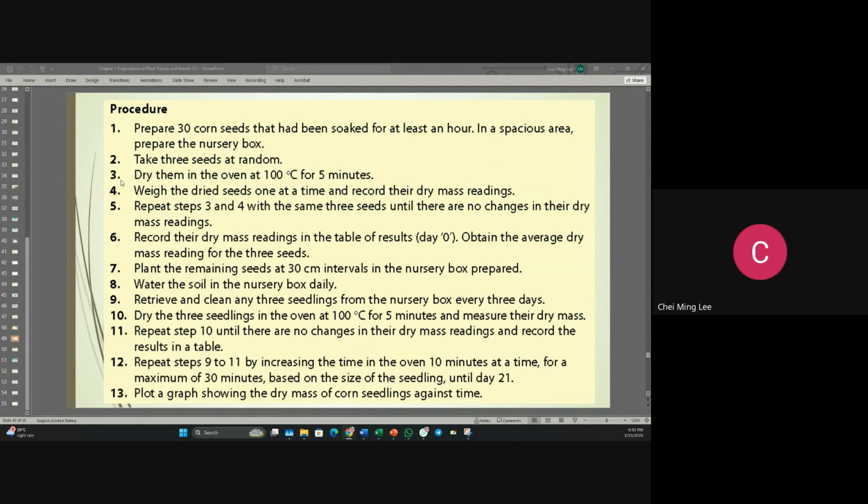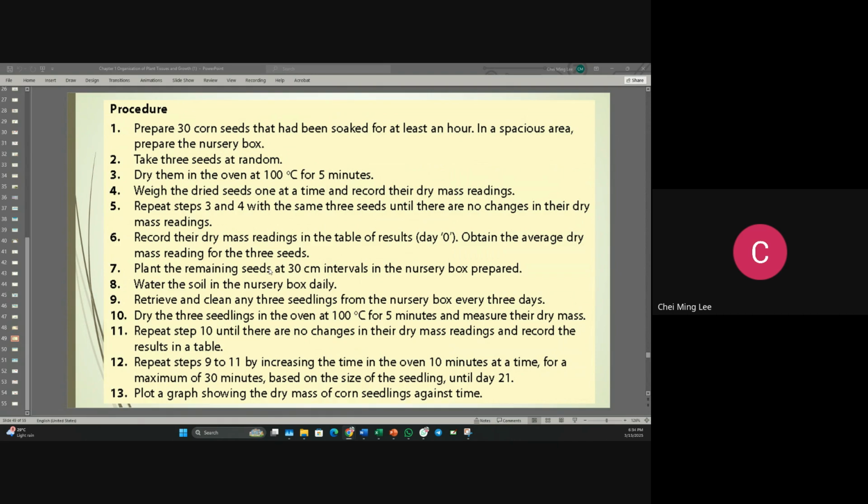Keep on weighing and recording until there is no change in the dry mass of the seed. We record that on day 0. Because there are 3 seeds, we record seed 1, seed 2, and seed 3, then obtain the average dry mass reading for the pre-seed.